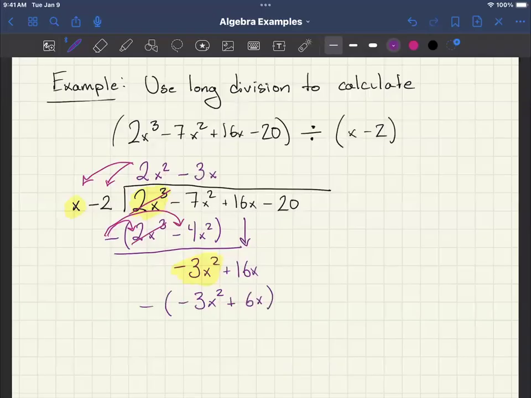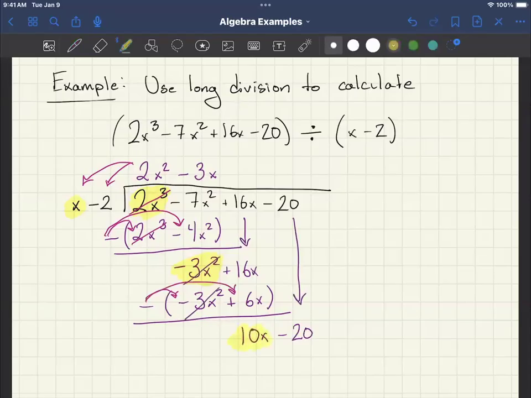Don't forget our friendly parentheses, right? Those things are going to distribute all the way inside. Our negative 3x squareds are going to cancel, and we get 16x minus 6x, which is going to leave us with a 20x minus 20.